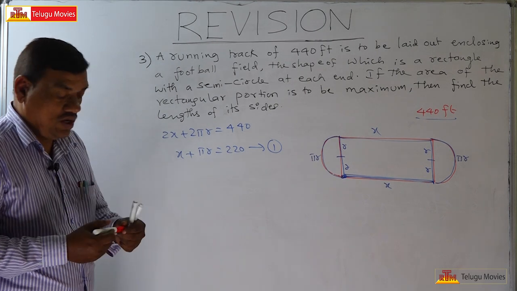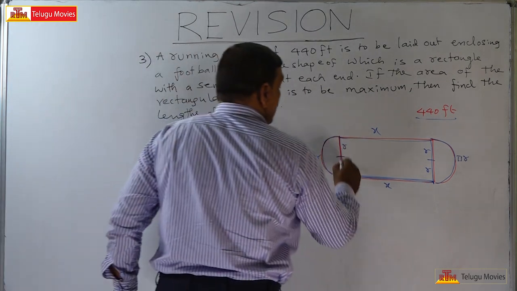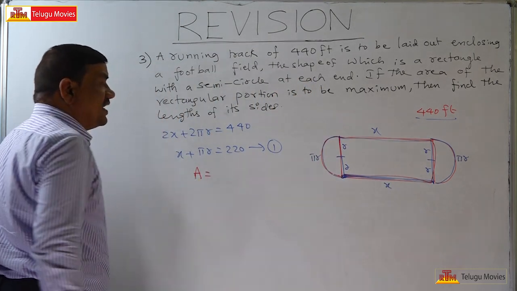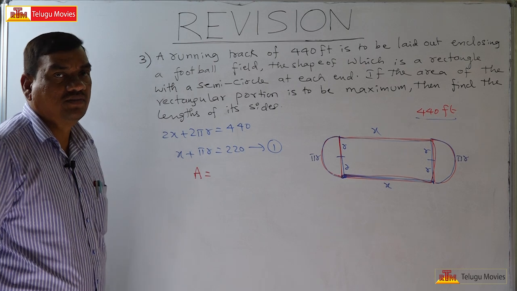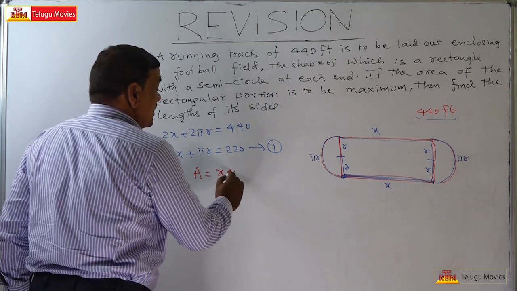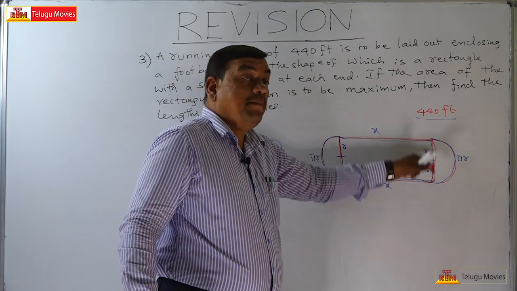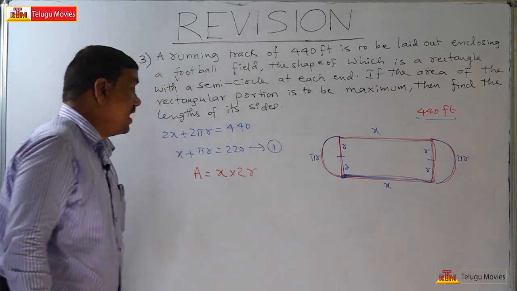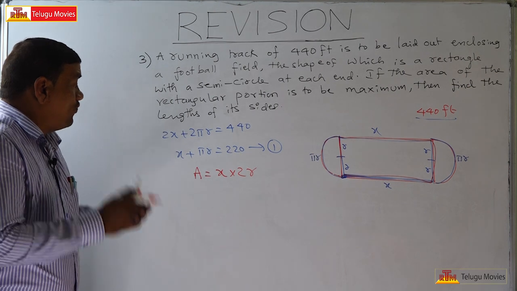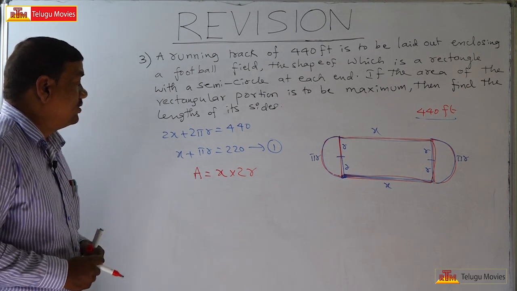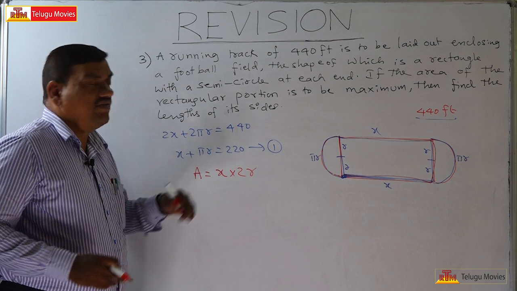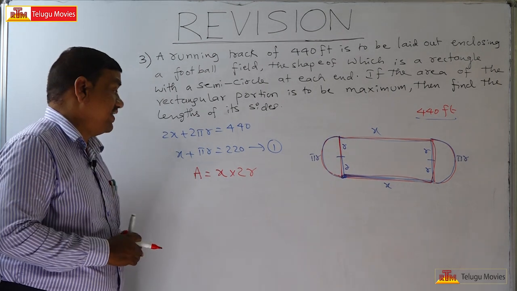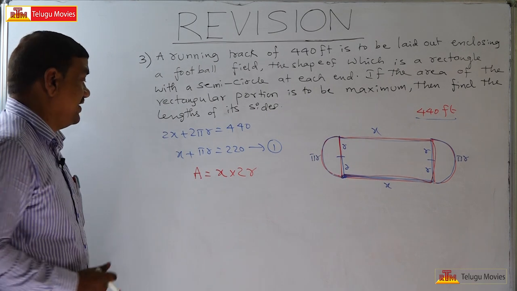Now coming to the area of the rectangle. Let us call it A. Area of the rectangle is length into breadth. What is the length? x. What is the breadth? r plus r, 2r. Here x is a variable and r is a variable, but you have to convert it into a single variable.